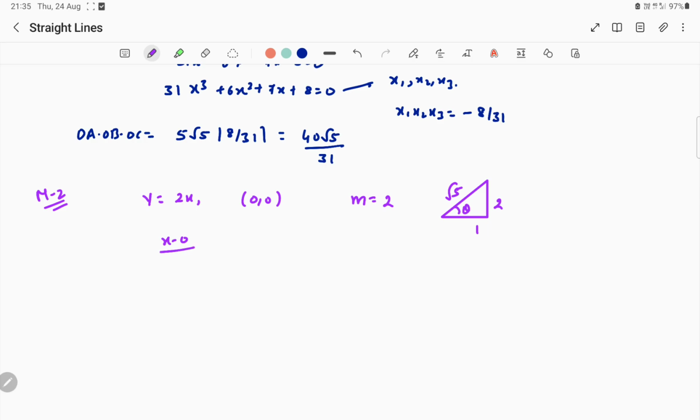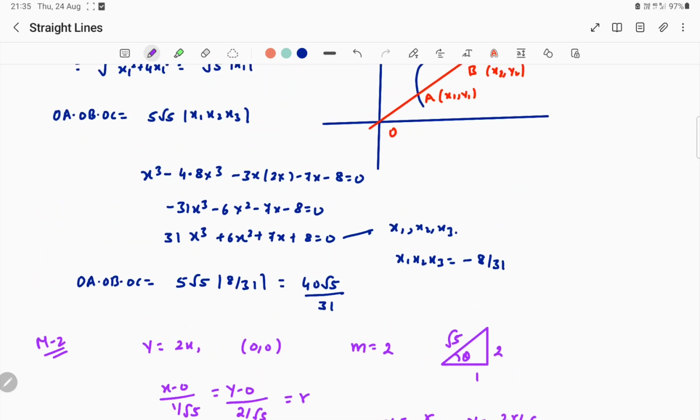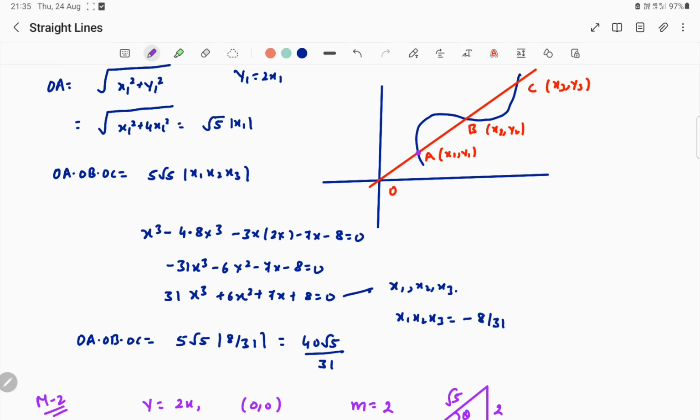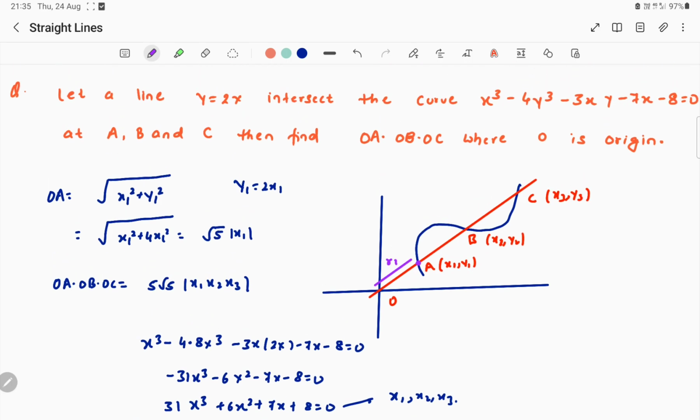So when I write the line equation, what is the line equation? x minus 0 by cos theta, where cos theta is 1 by root 5, equals y minus 0 by sin theta, which is 2 by root 5, is equal to r. Is it okay? So x is r by root 5, and y is 2r by root 5. Now from the origin, this is the r, so we can call it r1. This coordinate of A is also lying on that equation, so it should satisfy that equation.